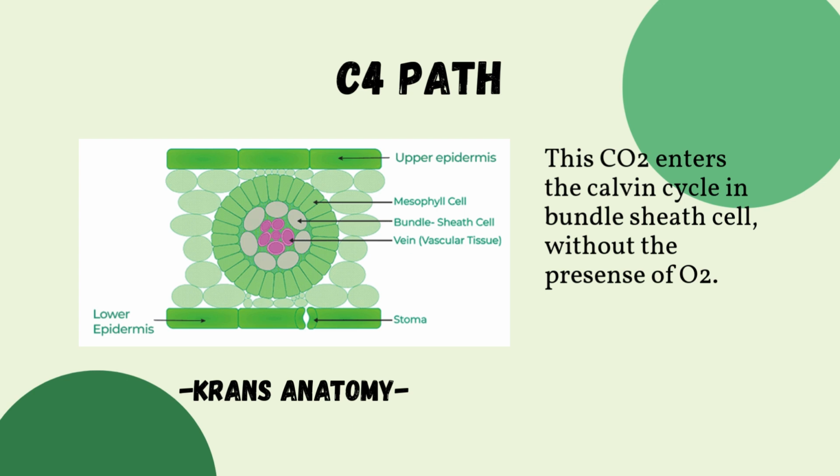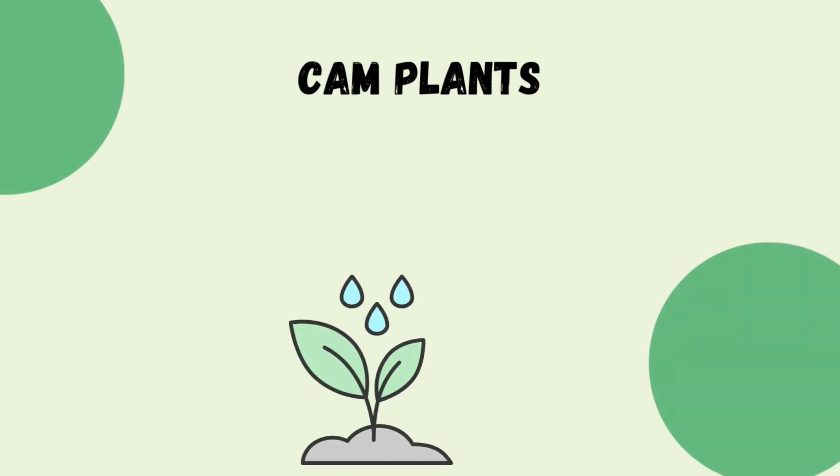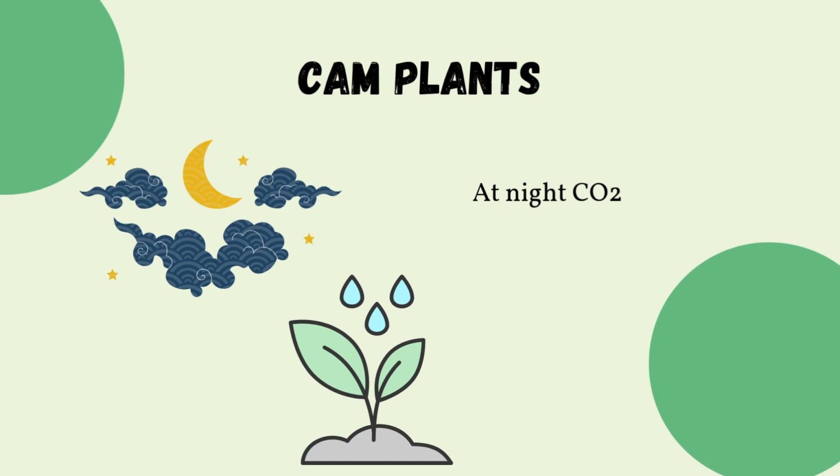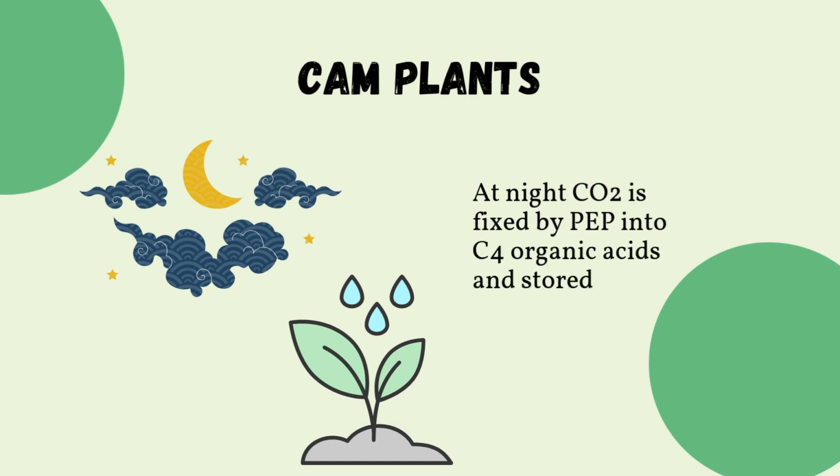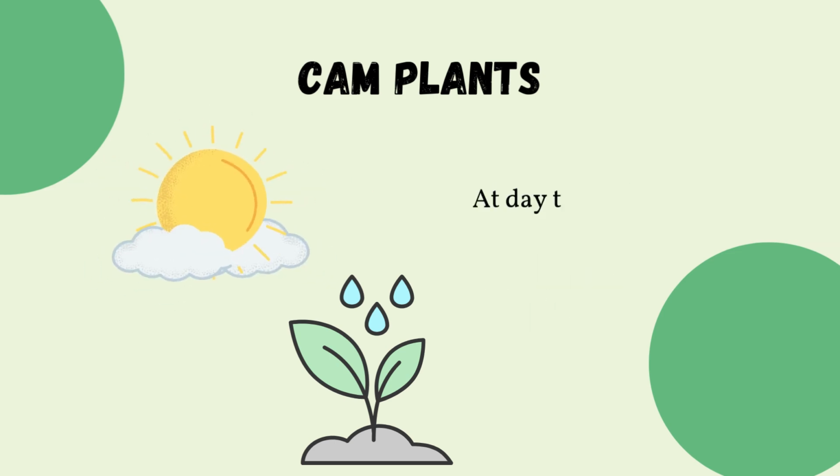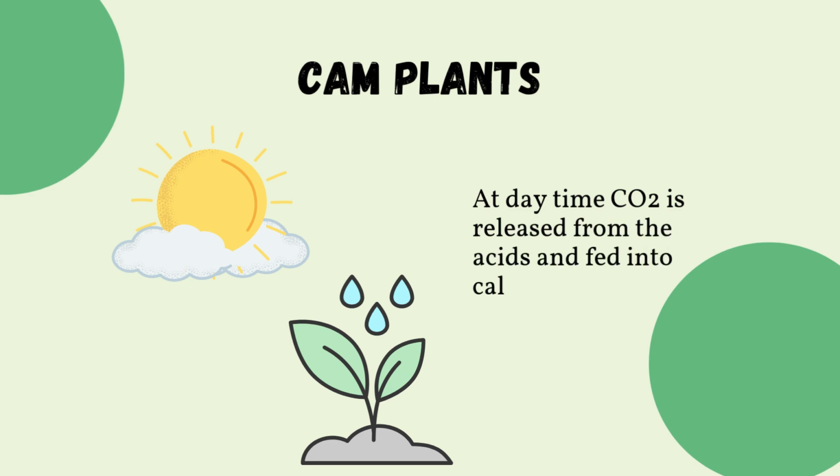CAM plants. In these plants, carbon dioxide is fixed at night by phosphoenolpyruvate carboxylase, forming 4-carbon organic acids stored in vacuoles. During the day, carbon dioxide is released from these acids and enters the Calvin cycle, minimizing photorespiration.